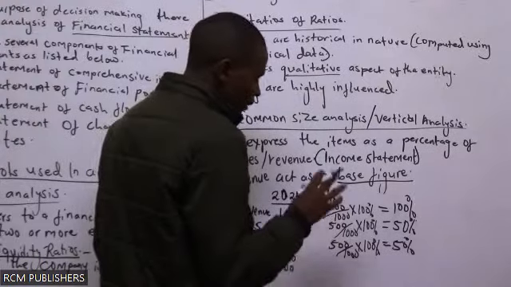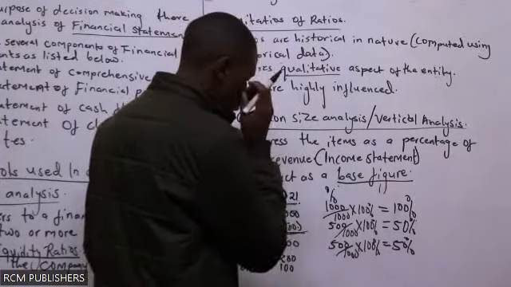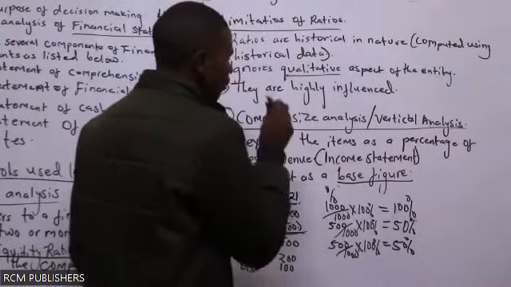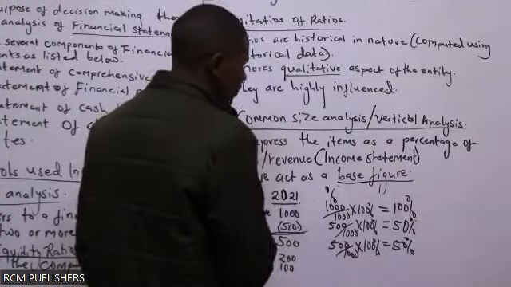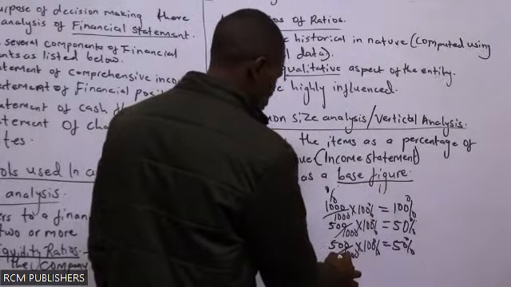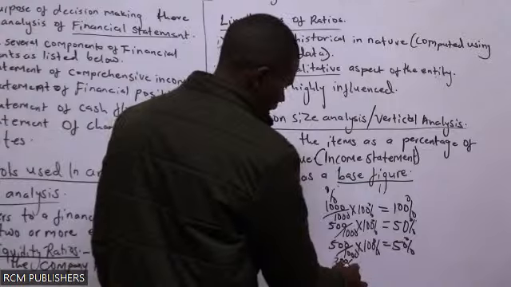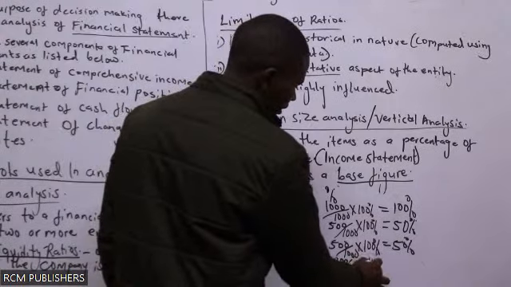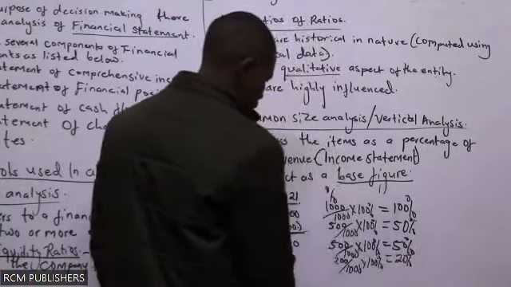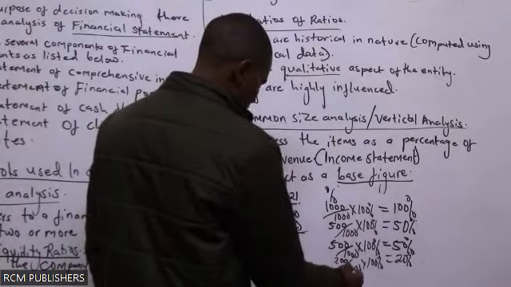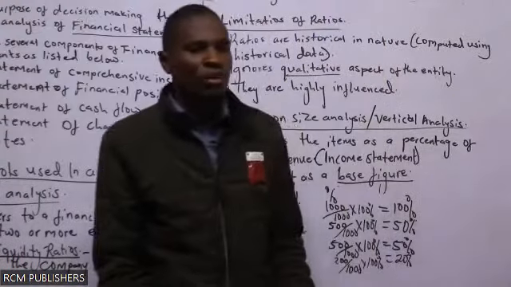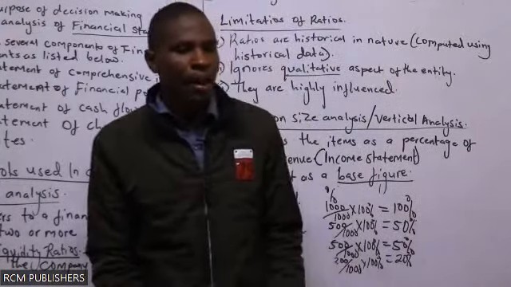Can you write somewhere down here, maybe below this, that under the balance sheet, the common or base figure is total asset. Just write in your own words. So this will be 200 divided by 1,000, then you multiply by 100%, which gives me 20%. What about the other one? It's 100 divided by 1,000, then you multiply by 100%, and you get the percentage.